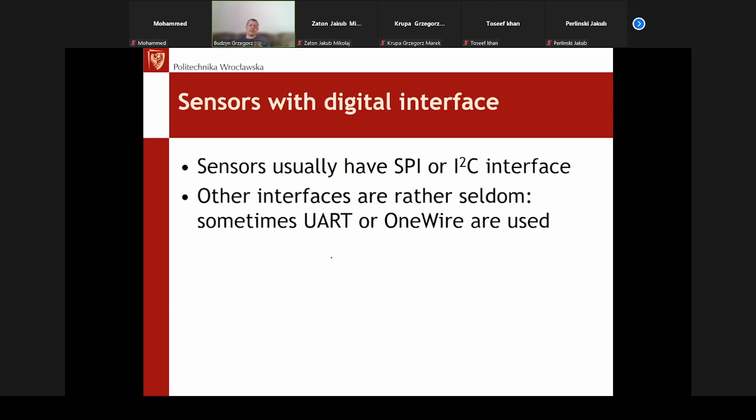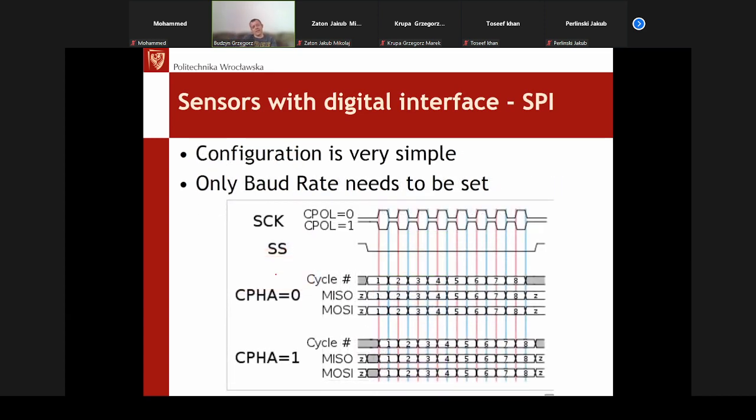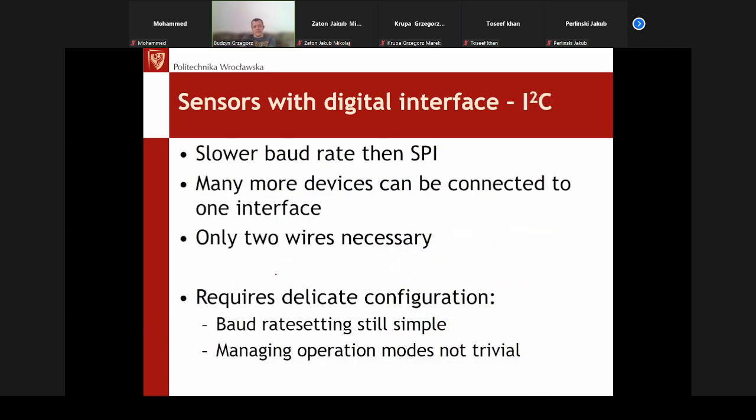In case of digital interface, the sensors, because they are usually pretty slow, usually use SPI or I2C. Sometimes one wire, much more rarely UART. So these are the interfaces we have. In case of SPI, the main problem with sensors is that in order to connect multiple sensors, we need to use multiple lines. That's a standard thing. Yet what we like about SPI very much is that it's very fast and the configuration is very simple, because it's enough to configure simple CPHA. Done. Baud rate, but the baud rate is not a problem in case of SPI.